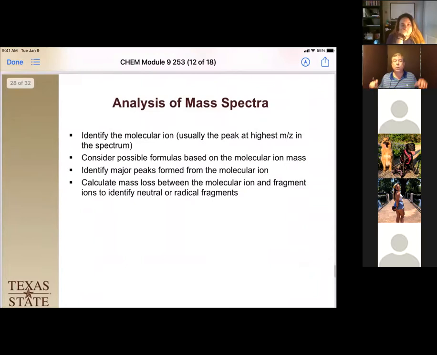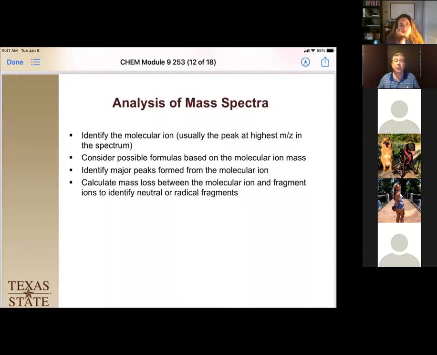So when you get a mass spec in your homework, what you want to do is look for the molecular ion peak. It's usually the highest one, and there's always going to be a little bit of a 1% peak maybe. So it's going to be that one. And if it says your mass to charge ratio is 105, that means the molecular weight of that starting compound is 105. Then you have to consider the possible formulas for that compound that has 105 molecular weight.